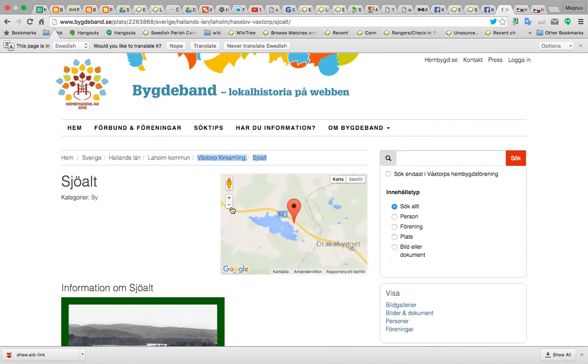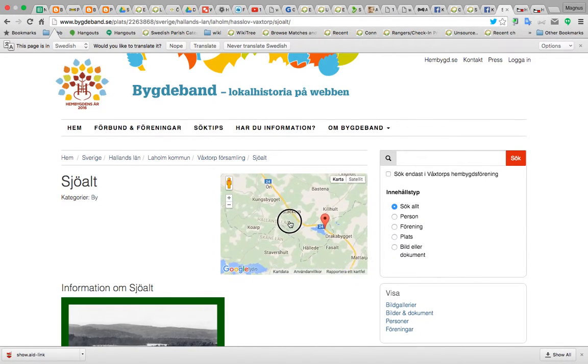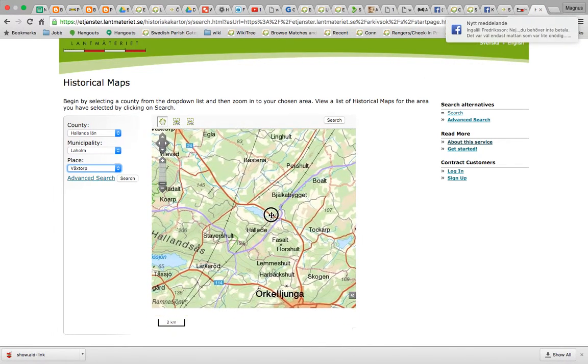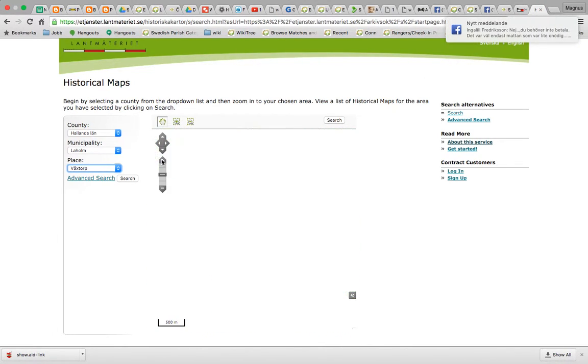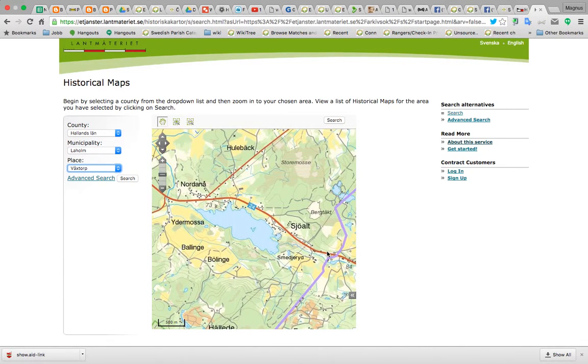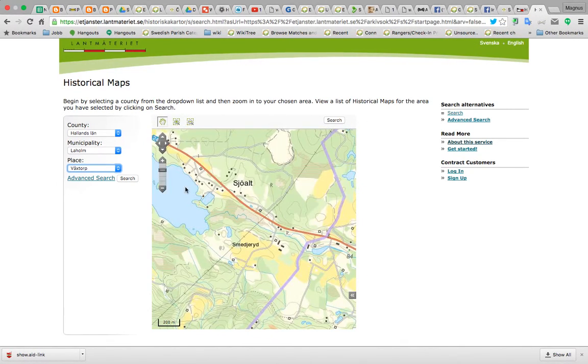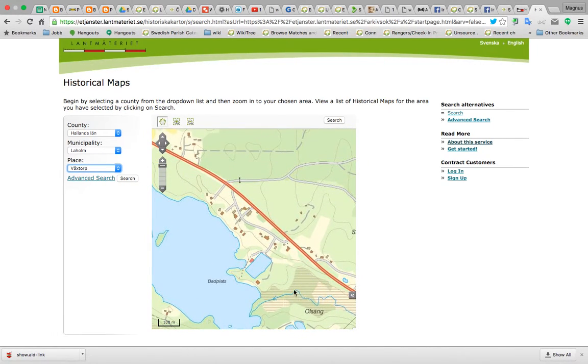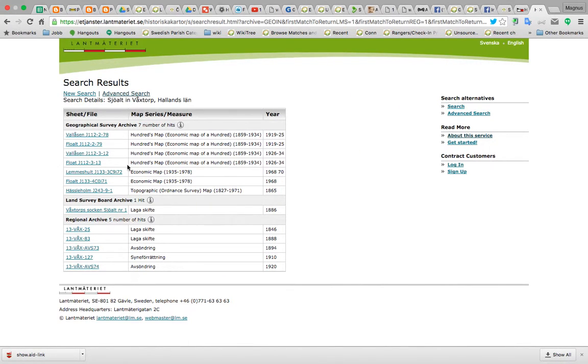We have this sea. Stackarp, Koarp. That's Växtorp. So you follow the big street down here, and this is our sea. This is our friend. Here we have Sjöalt. So then if I zoom in, like that, then we should have what they marked if they did it precise. Sometimes I've seen they have done mistakes, but normally I can't check that. So now we are zoomed in, and then we do a search. And then you get maps.